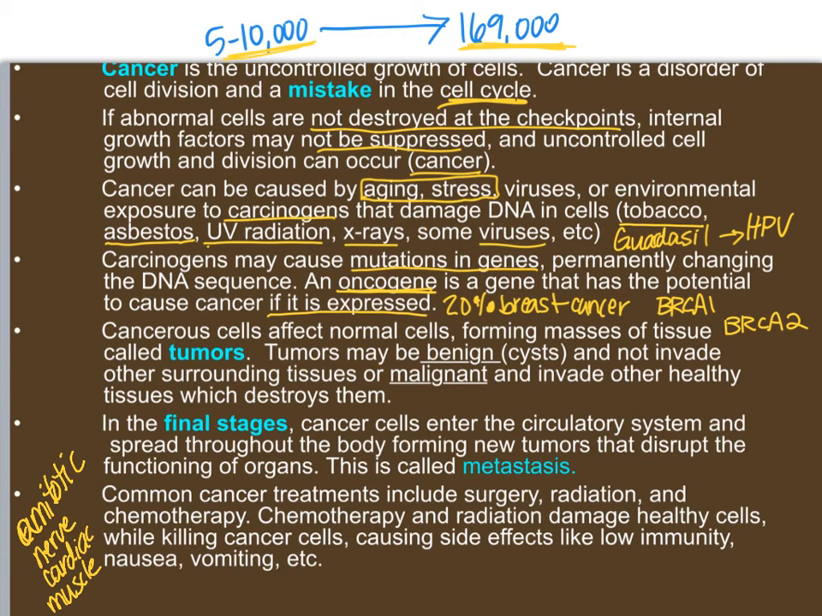The tumor could be benign. A cyst is considered benign. Cysts are usually fluid-filled, so it's not usually filled with cells. So tumors might be benign. If it's benign, it's not going to invade other tissues. Malignant means it's going to keep invading other tissues and destroy them. So wherever the tumor is, it's killing healthy cells. So those cells will not function anymore.